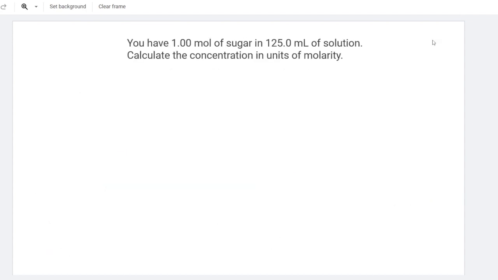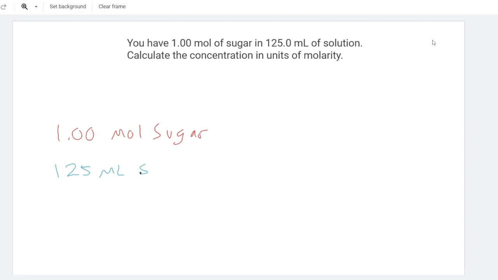Now, let's try another problem with this example. In this problem, we have 1 mole of sugar in 125 milliliters of solution, and we need to calculate the concentration in units of molarity. So again, two major pieces of information. We have 1.00 moles of sugar. They already do the work of getting the moles for us. And then we have 125 milliliters in our solution.